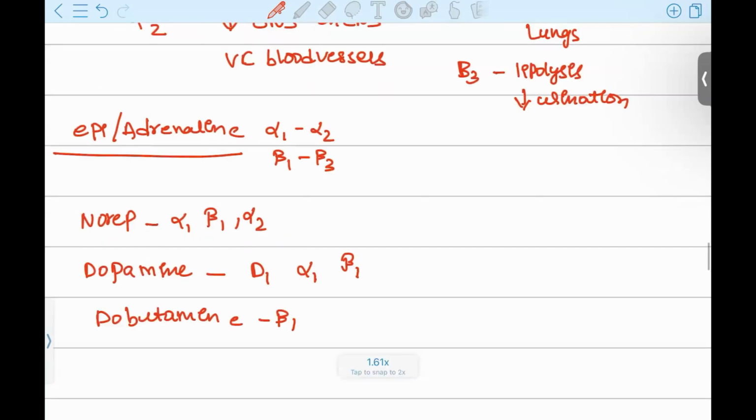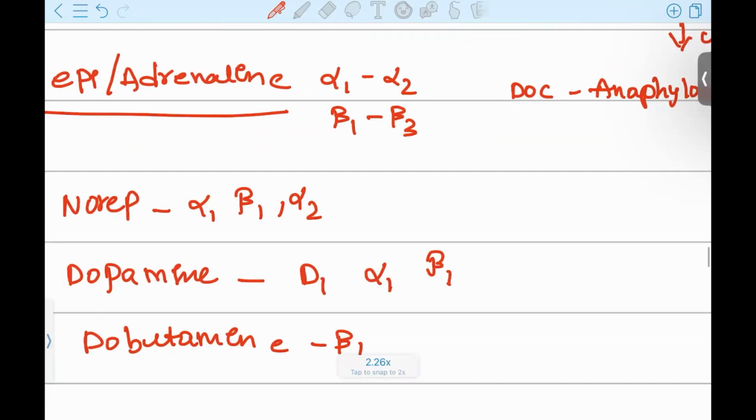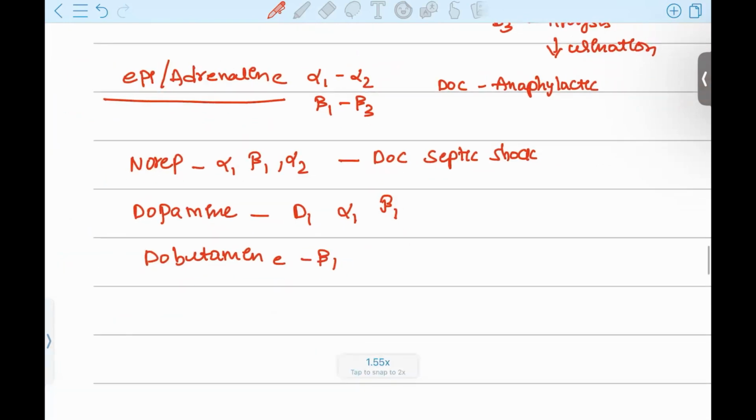And adrenaline, adrenaline is the drug of choice for which shock, guys? This is the drug of choice for anaphylactic shock. We give this. And norepinephrine is your drug of choice for septic shock. This is also a commonly asked question. These are some of the examples for the sympathetic nervous system, and you have to remember them. And dopamine we usually give for cardiogenic shock. Those who are suffering from cardiogenic shock, we can give this drug. This is the basic introduction to the sympathetic nervous system.